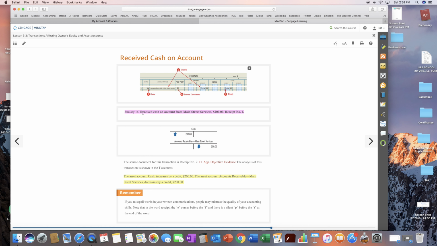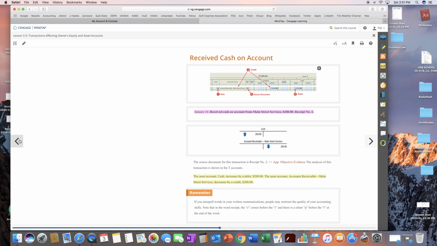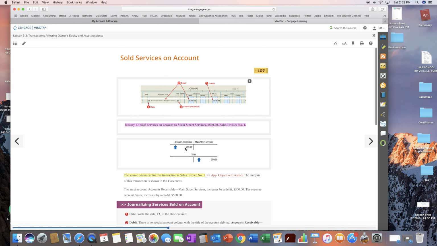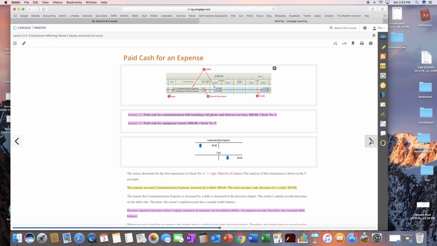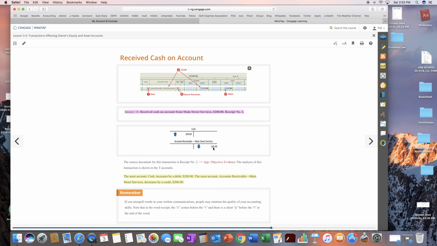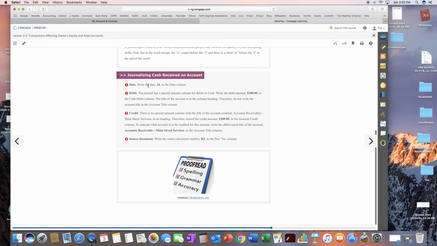So when we receive cash on account, we have to lower the accounts receivable to show that their bill has gone down. Previous transaction showed how the bill went up. They owed us $500 on the 12th, and so now they're paying that bill partially off. When we receive cash, we know we are debiting cash, and we have to lower the accounts receivable asset. Accounts receivable Main Street Services is a credit. That's how we lower it. We use the source document receipts 1. This explains the T account. This explains the transaction.